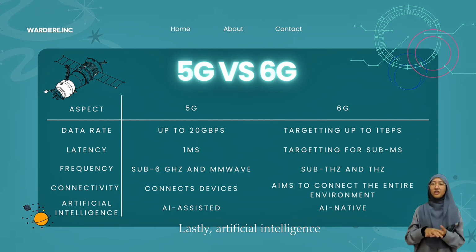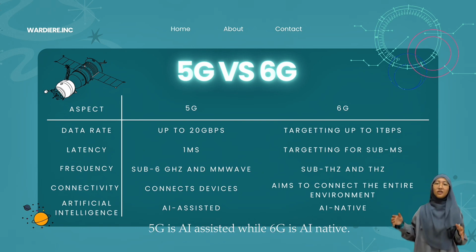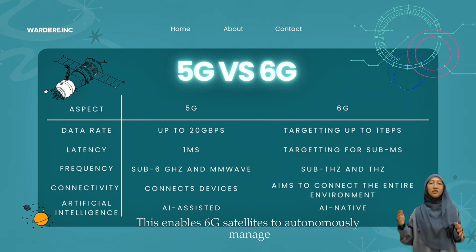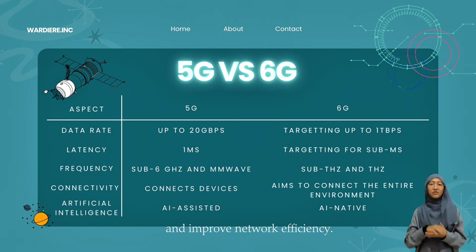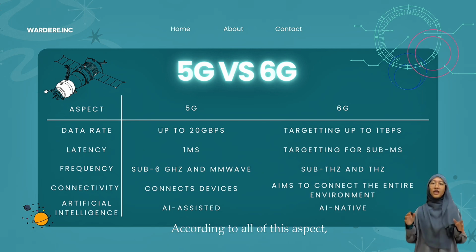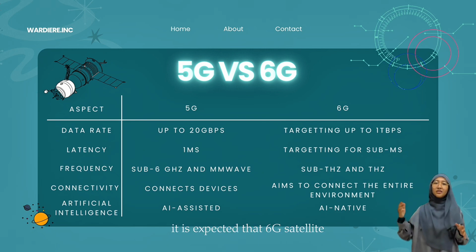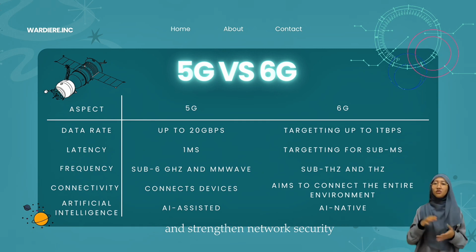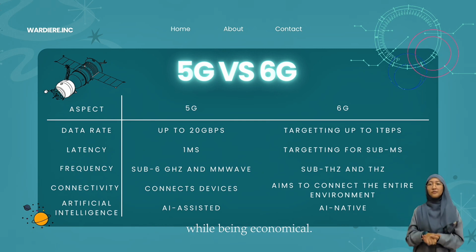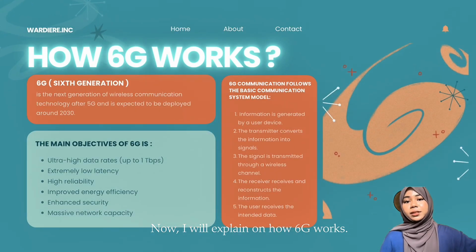Lastly, artificial intelligence. 5G is AI assisted, while 6G is AI native. This enables 6G satellites to autonomously manage resources, optimize communication links, and improve network efficiency. According to all of these aspects, it is expected that 6G satellites will expand global network coverage and strengthen network security while being economical. Now I will explain how 6G works.